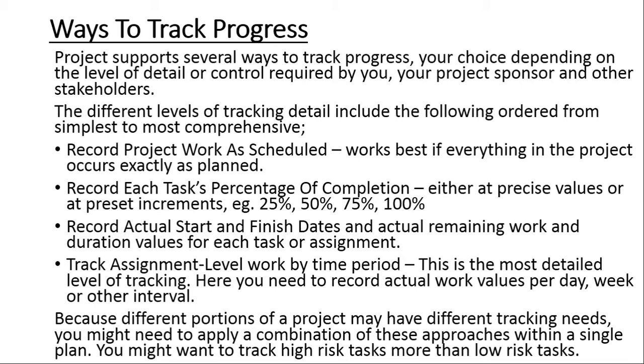The second method is called record each task's percentage of completion. In other words, you have to go to each individual task and then you write the percentage of completion. You could write any percentage. If you are very good, you can say it's 13% or it's 17%, but it's usually good to use some preset increments like 0, 25, 50, 75, and 100%.